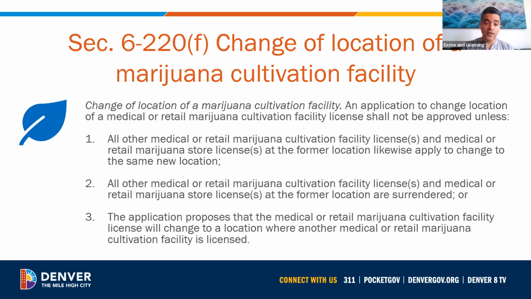Or three, the application proposes that the medical or retail marijuana cultivation facility license will change to a location where another medical or retail marijuana cultivation facility is licensed. So, in a similar example, if we have a co-located store and cultivation, a retail store and a retail cultivation, and I want to move my cultivation to a new location, either the store has to move with it, the store has to be surrendered, or the cultivation is moving to a location where another cultivation exists and is licensed.